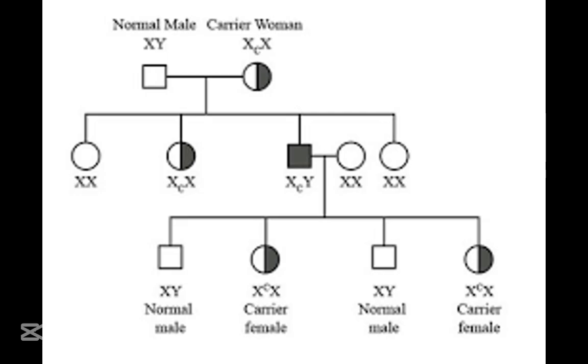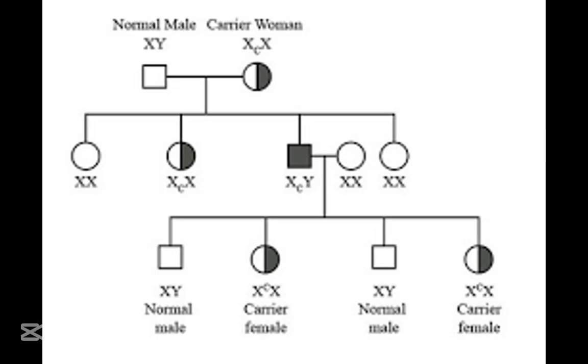Pedigrees also visually show why conditions caused by rare recessive alleles are more common in situations of inbreeding, like marriages between close relatives. Because relatives are more likely to share the same rare alleles. Exactly. They might inherit the same recessive allele from a common ancestor, increasing the chance that their child gets two copies and expresses the disorder.